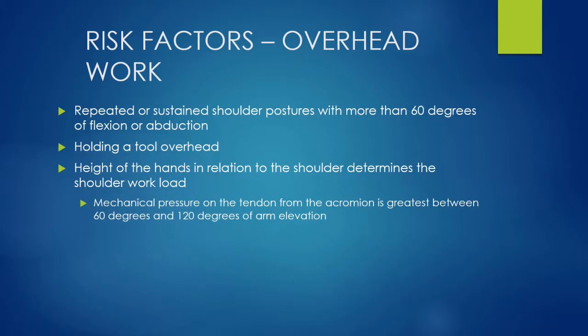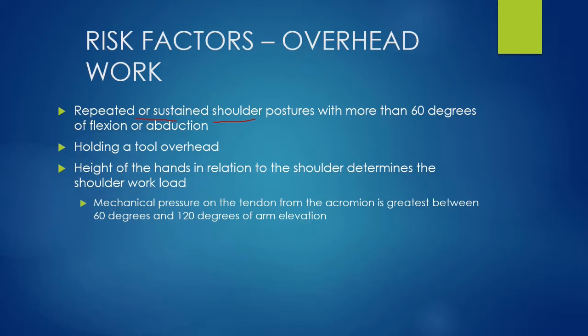So here are some of the risk factors for the development of shoulder tendinopathy in the industrial setting. First and foremost, number one is repeated or sustained shoulder postures with more than 60 degrees of either shoulder flexion or shoulder abduction, which is the source of both tensile and compressive loading of that rotator cuff tendon.